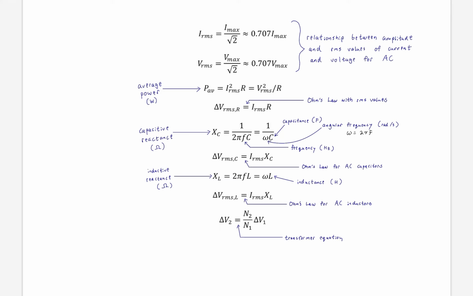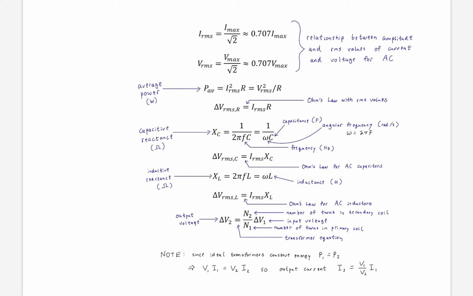And finally, we've got the transformer equation, relating the voltage in the secondary coil, the voltage in the primary coil, and the number of turns in each coil. Output voltage is V2, the number of turns in the secondary coil is N2, the number of turns in the primary coil is N1, and naturally the input voltage is V1.